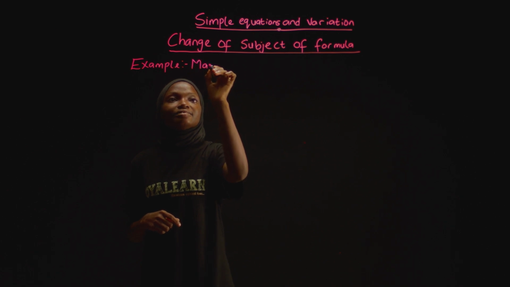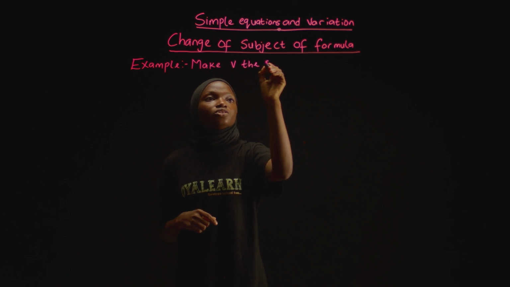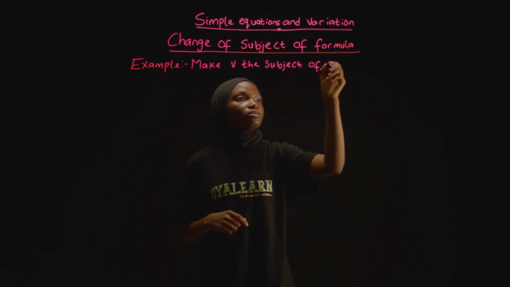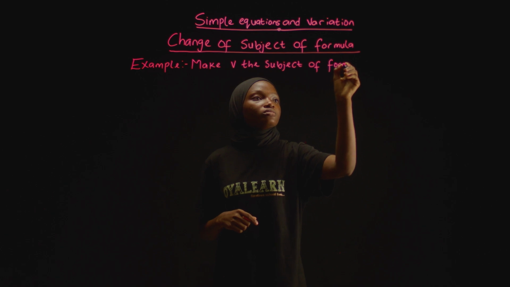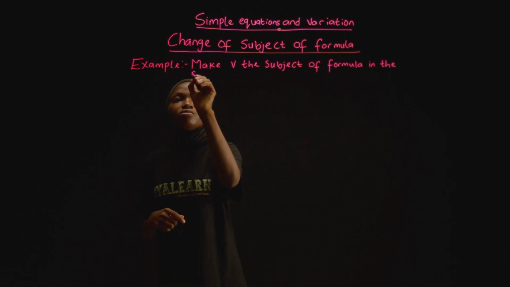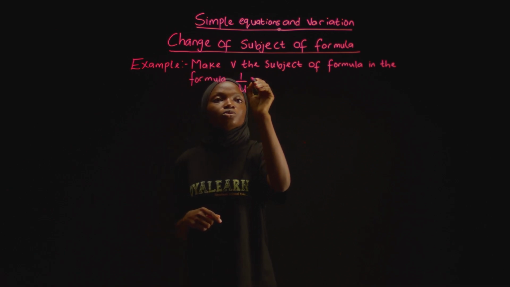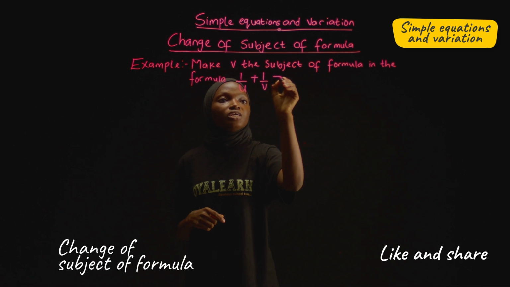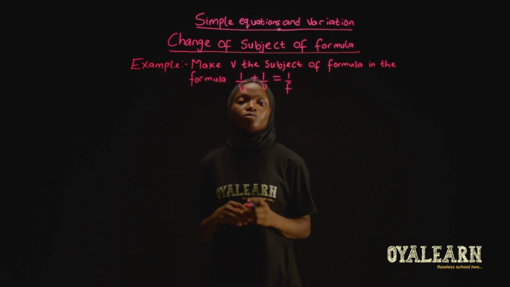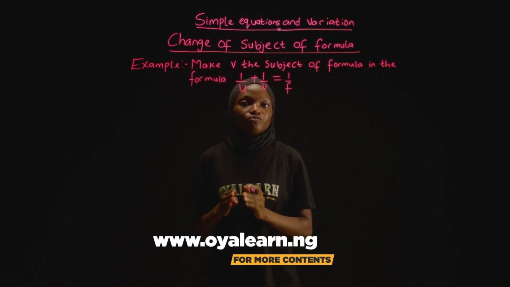Make v the subject of formula in the formula 1 over u plus 1 over v equals 1 over f. Now in this example, we are to make v the subject of formula. For us to do this, we make sure that it is only v we are having at this side, that is, we are solving for v.